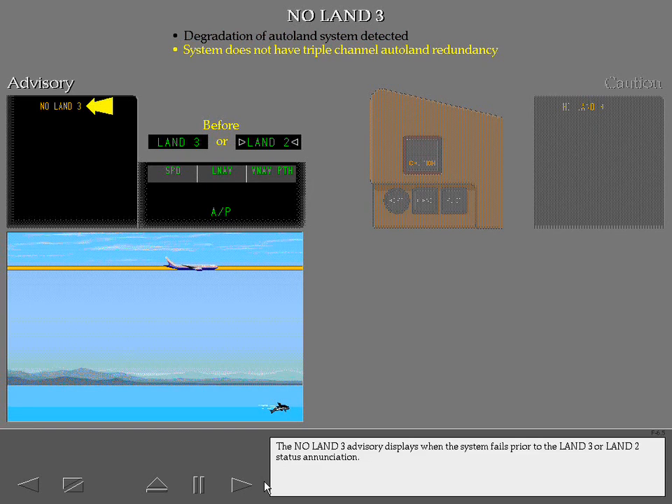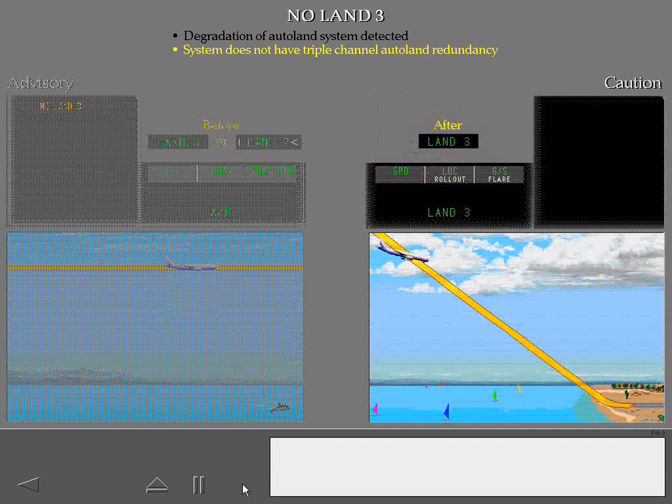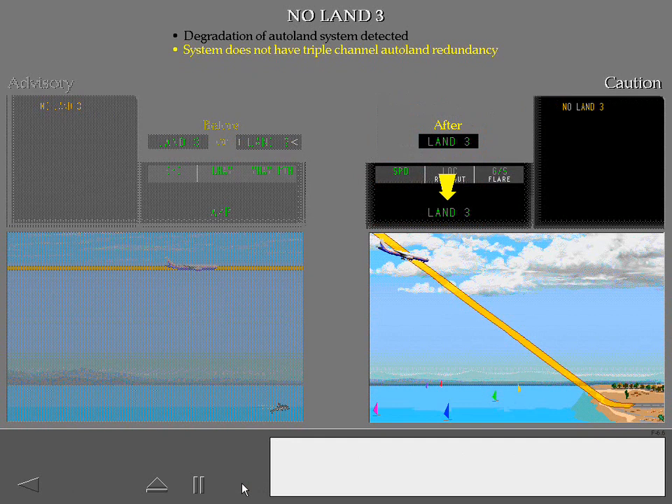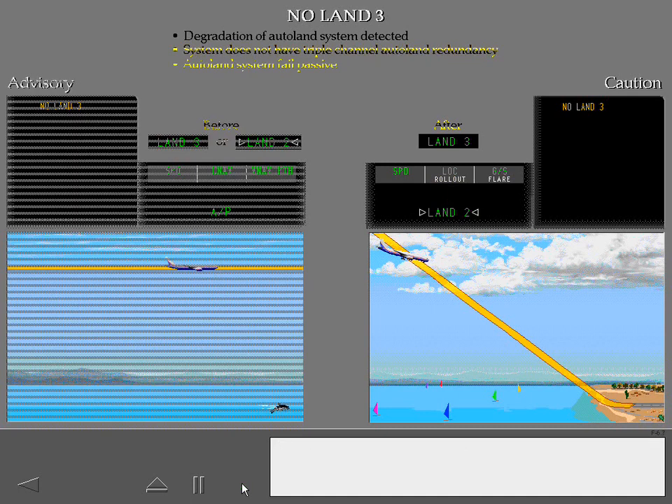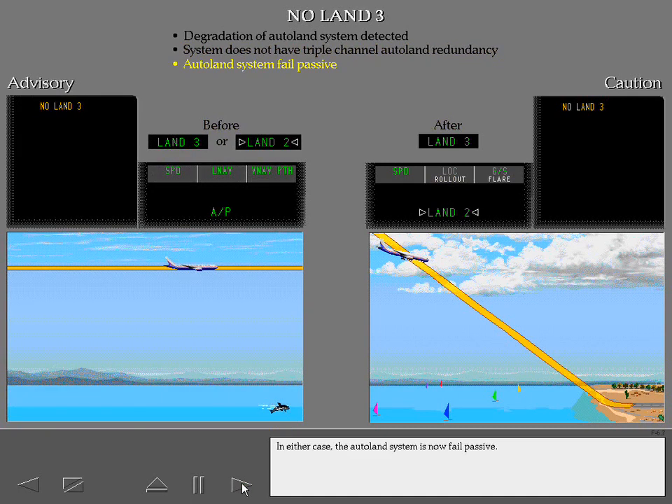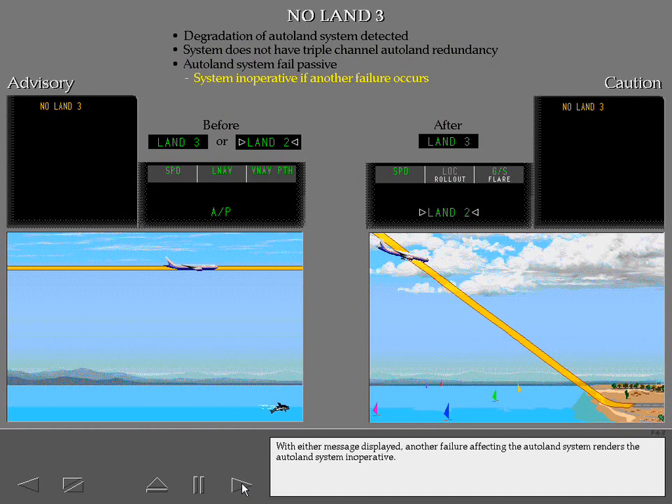The No Land 3 advisory displays when the system fails prior to the Land 3 or Land 2 status annunciation. The No Land 3 caution displays when the degradation occurs after Land 3 is annunciated. In either case, the autoland system is now fail-passive. With either message displayed, another failure affecting the autoland system renders the autoland system inoperative.